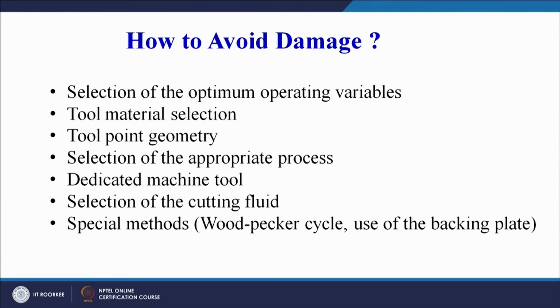So these are the variables that we need to judiciously select, intelligently we need to select these variables so that the damage occurring in the composite is minimized. We can have an optimal cutting speed, an optimal feed rate, an optimal tool point material, an optimal tool point geometry. So all these things will help us to avoid the damage. So first is optimum operating variable, second one is tool material selection. It is also equally important.